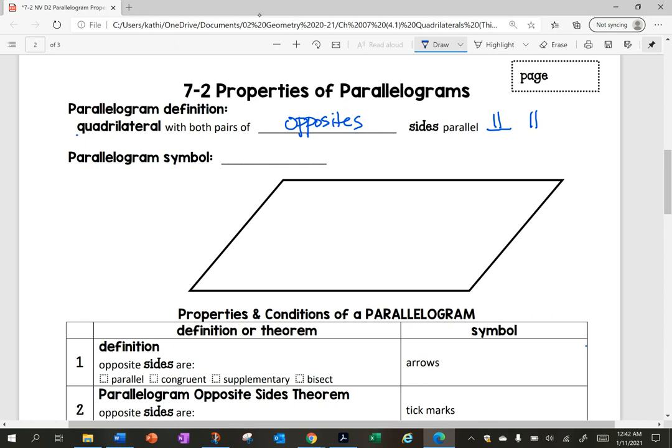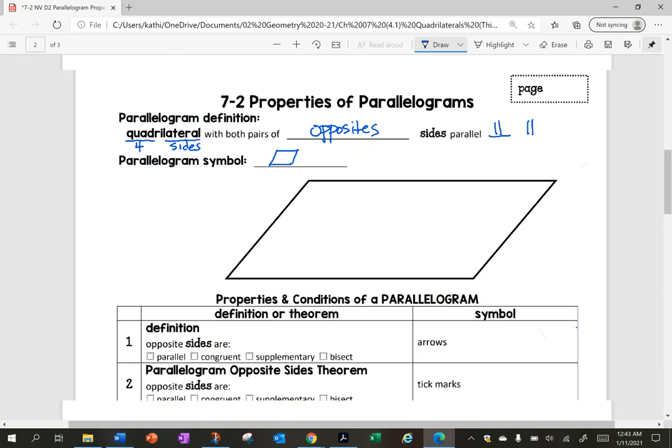Let's review a quadrilateral. Quad means four and lateral means side. So we're talking about four-sided polygons that have both pairs of opposite sides parallel. The symbol is what a parallelogram looks like. Okay, so there are 5 properties and conditions of a parallelogram. If I meet one of them, that means I'm a parallelogram.